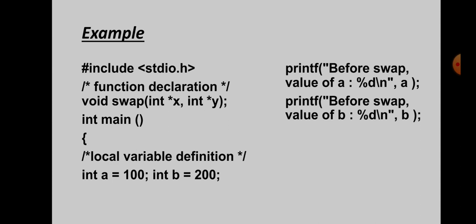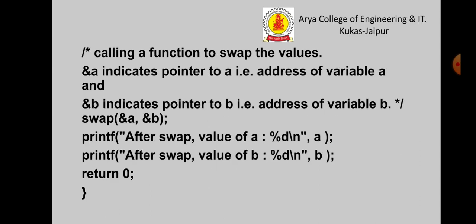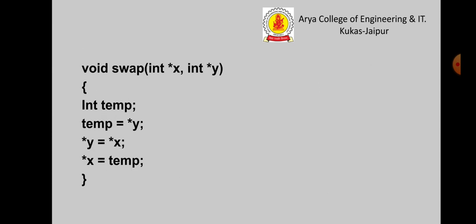Here is an example. In the swap function, we declare pointers and these pointer addresses are used in the swap function, swap a and b. When the swap function is executed, it changes the values in the memory. So actually using the address or the pointer, the actual value has been changed.